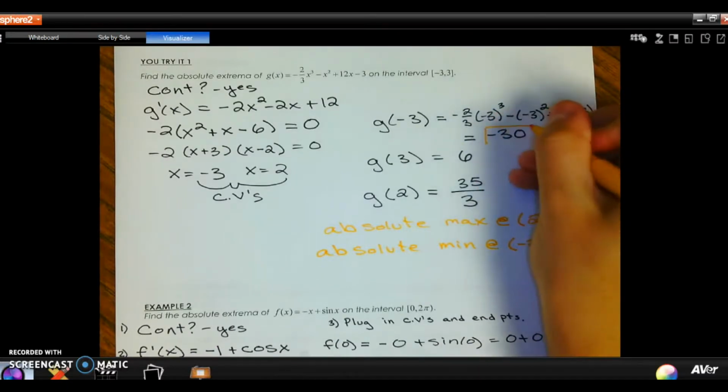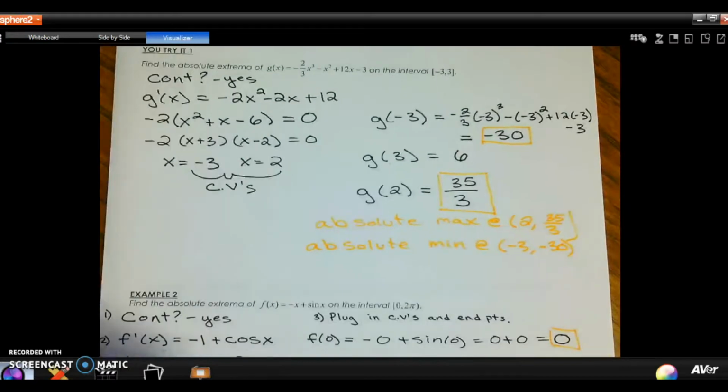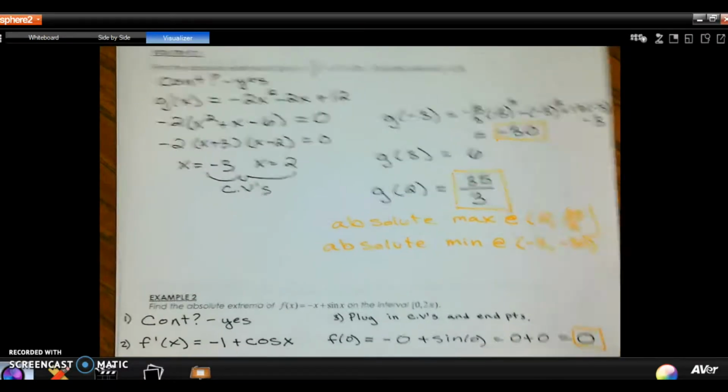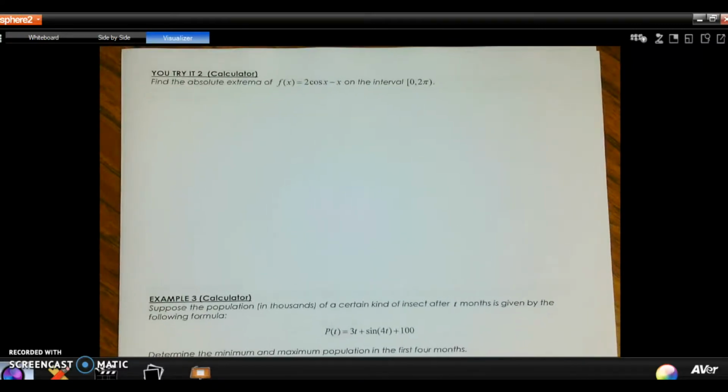Sometimes people will go back and just kind of indicate that these were the 2 that they were interested in. And just make sure you're answering the question whether they ask you where it occurs. So if they ask you where, that's a point, or an x value. And if they ask you what is the maximum or what is the absolute minimum, then they're just asking for the y value there. All right. So then we can go on to a calculator question.